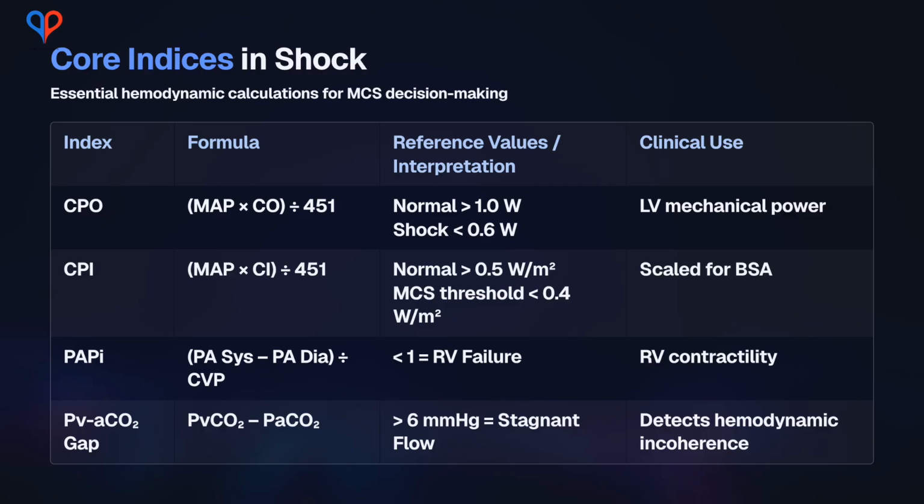The central venous arterial carbon dioxide gap compares venous and arterial carbon dioxide pressures. The gap formula is partial pressure of carbon dioxide in venous blood minus partial pressure of carbon dioxide in arterial blood. A gap greater than 6 millimeters of mercury indicates stagnant capillary flow or incomplete microcirculatory recruitment, even if blood pressure and oxygen saturation seem normal. This marker helps identify hemodynamic incoherence, where global numbers look adequate, but tissue perfusion remains impaired.